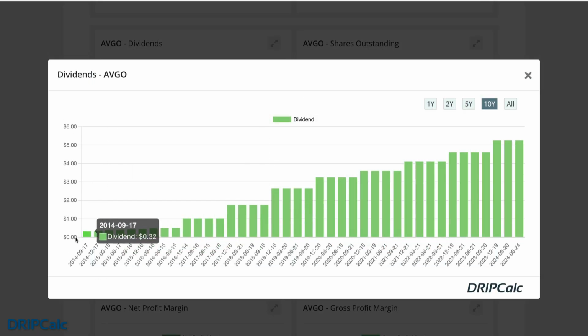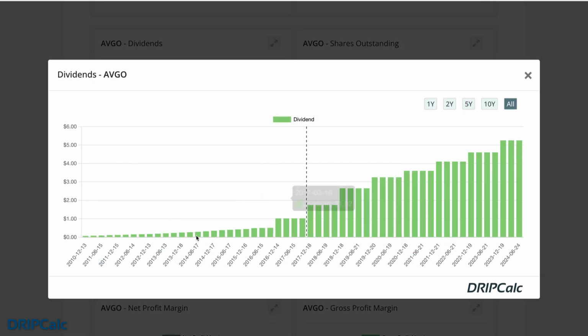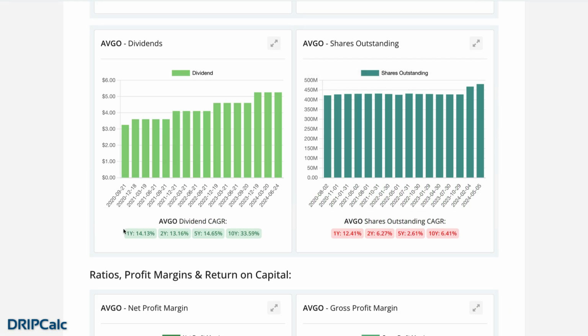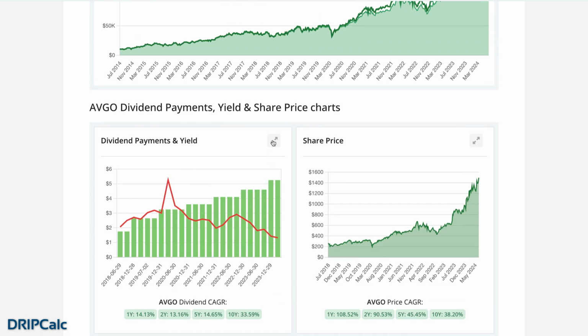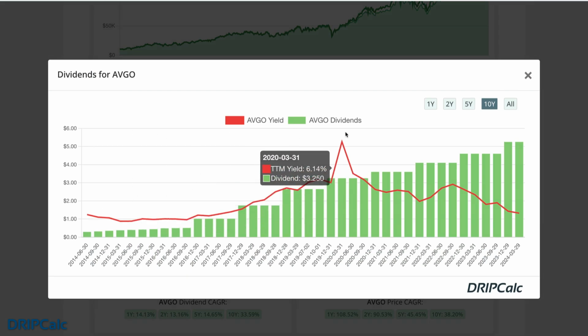And you can look at the dividend, it's a hockey stick. It started 14 years ago at 7 cents. Now it's $5.25 a quarter. So this is amazing growth in the dividend payouts. However, their dividend yield, if you look over here, we have this nice chart with the dividend yield and the payments, and you can see the yield was the highest. It was, wow, 6%. Wow, guys.